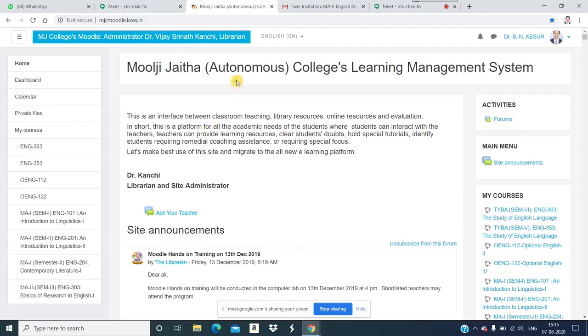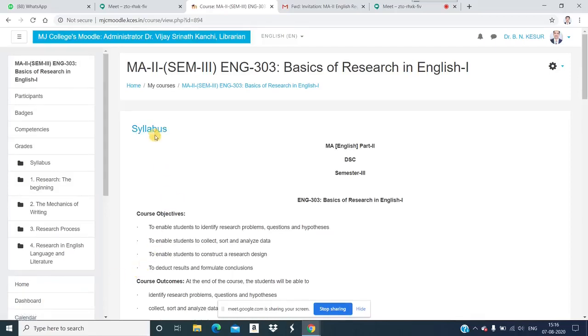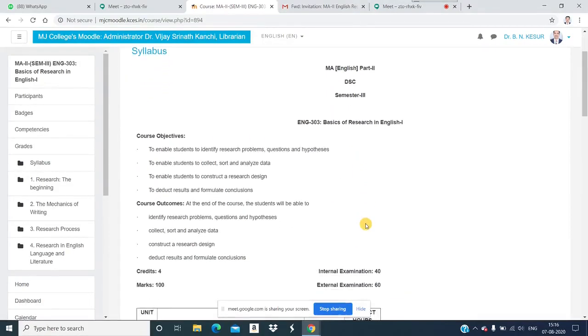Here you can see that I have logged in, so my name appears here, and then my courses appear here. I'll go to this course, MA Part 2, Semester 3, English 303, Basics of Research in English. When I click on that, the syllabus will appear. Here you can see MA Part 2, Semester 3, title of the course ENG 303, Basics of Research in English.